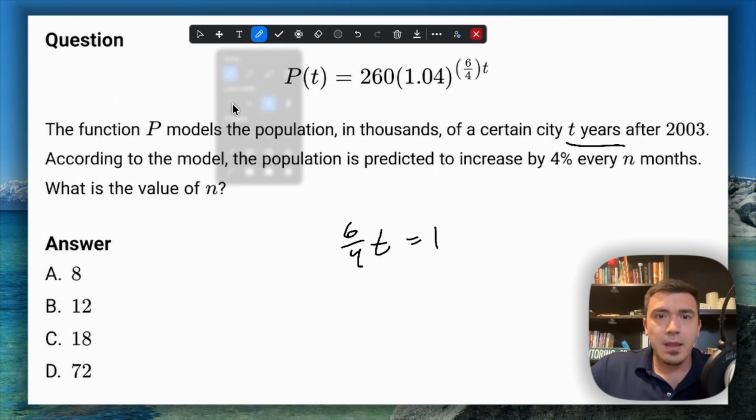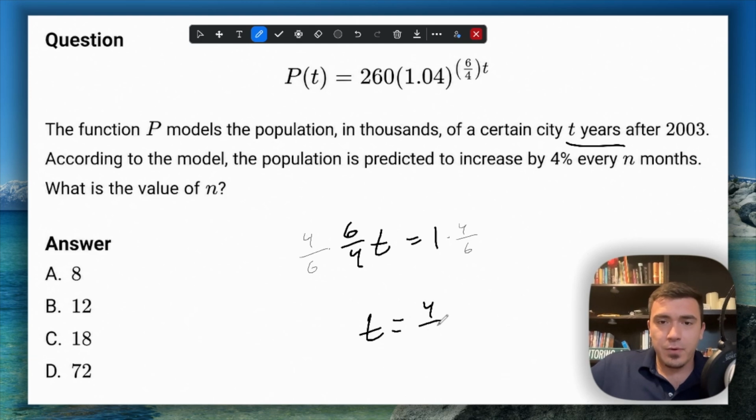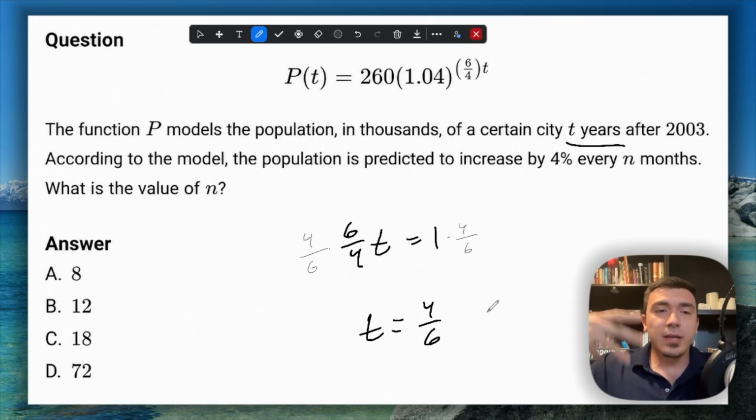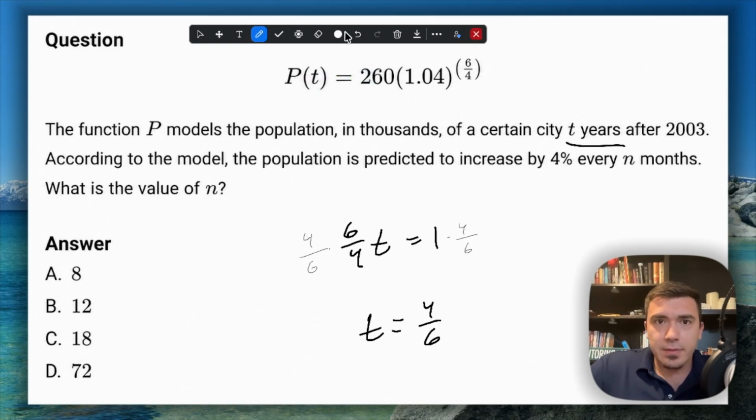What I can do over here is I can get rid of 6/4 by multiplying by 4/6 on both sides. So this cancels out, and now I have t equals 4/6. All right. So now I know that the intervals for t are going to happen every 4/6. So I will have my first 4% increase happen at 4/6 of a year. And I can visualize this because let's say I actually go ahead and plug in a 4/6. Let's see how this works.